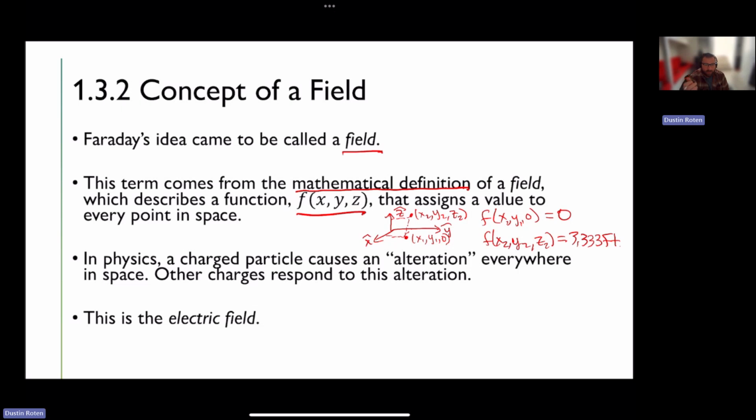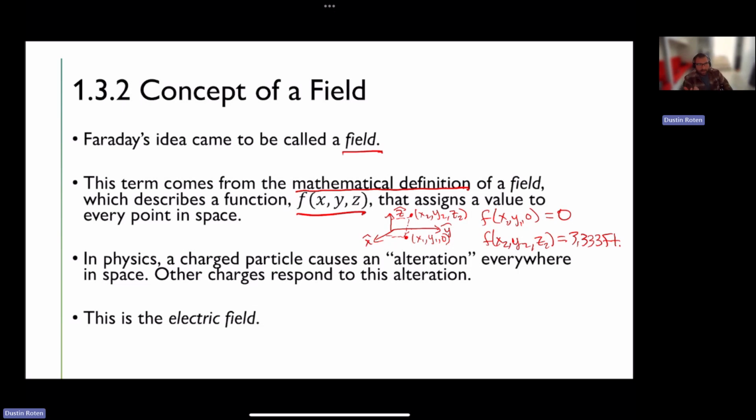Okay, that's cool. But we could also have other fields. We could have a function that tells us what the electric field is at any point in space. That's the idea of the mathematical definition of a field. Basically, you plug in coordinates wherever you're at, and it gives you information about the magnitude of a thing, whether it's the elevation or an electric field or a magnetic field. This is the idea of a field, and essentially what Faraday was thinking of when he came up with this whole idea of a field in space, or this alteration in space.